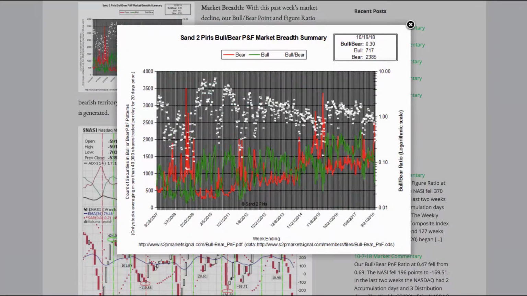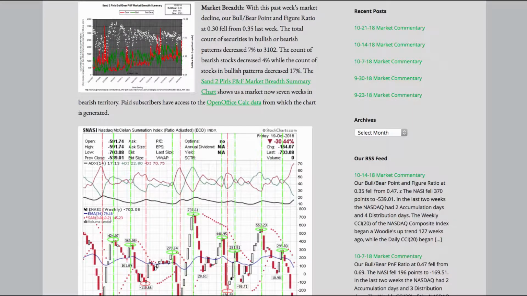Market breadth. With this past week's market decline, our bull bear point and figure ratio at 0.30 fell from 0.35 last week. The total count of securities in bullish or bearish patterns decreased 7% to 3,102. The count of bearish stocks decreased 4%, while the count of stocks in bullish patterns decreased 17%. The Pirls P&F market breadth summary chart shows us a market now 7 weeks in bearish territory.